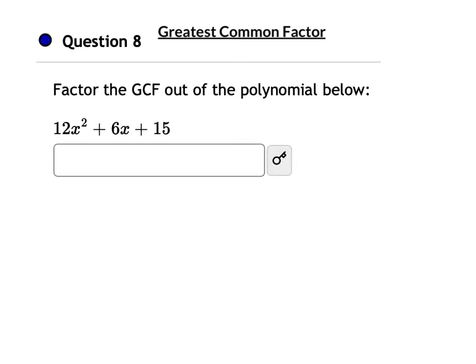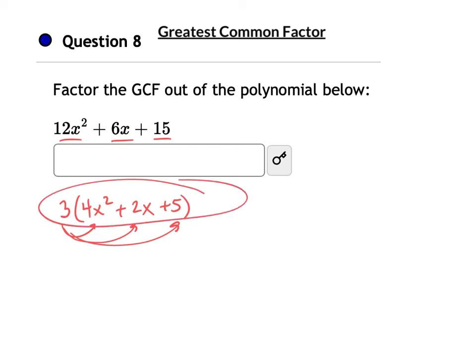Question 8. 12x squared, 6x, and 15. There are three terms here, and when I look for a GCF, I'm looking for it in all three terms. 12, 6, and 15 are all divisible by 3, so that's the greatest common factor. 3 times something makes 12x squared, well, that'd be 4x squared. 3 times something makes 6x, well, that'd be 2x. And 3 times 5 makes 15. And there's your answer.